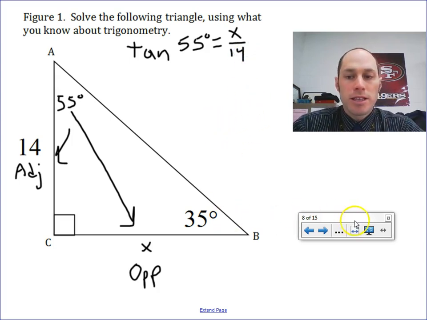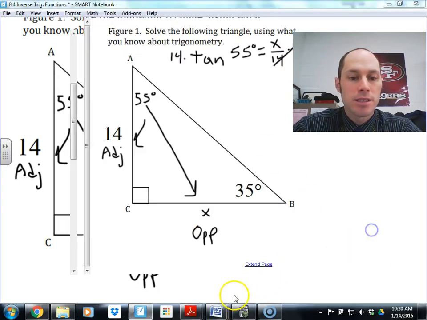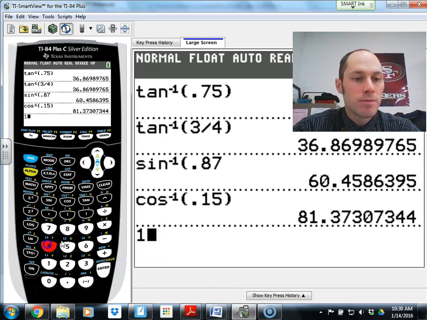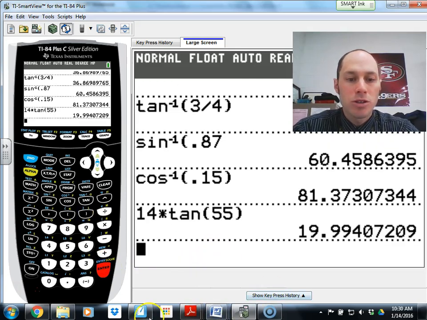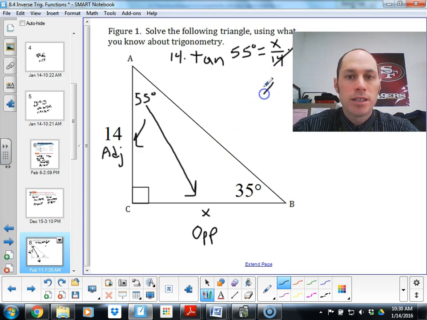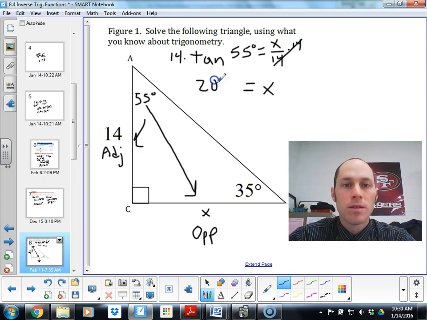So to solve that, I would take the tangent of 55, and then I'm going to multiply that by 14 to get my value of x. So 14 times the tangent of 55 degrees gives me 19.99, so about 20. So we'll say x equals 20.0. Now there are multiple ways that I can get that third side.